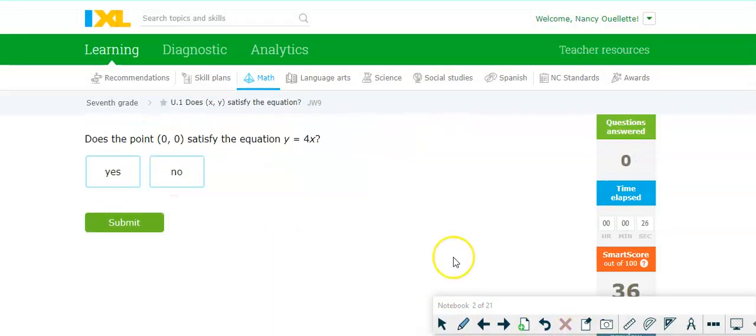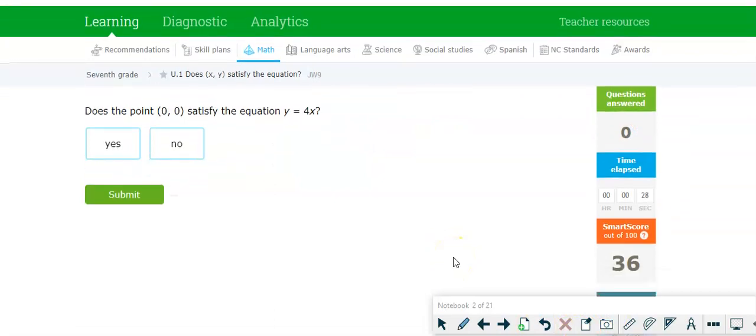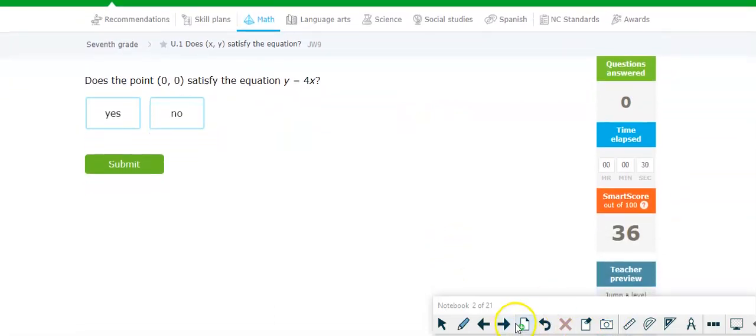Okay, so I jumped up a level, so we're at a 36 now. Let's look at this next one. Filling in 0 and 0. 0 equals 4 times 0, and that is true. It does equal 4 times 0, so we would answer yes here.